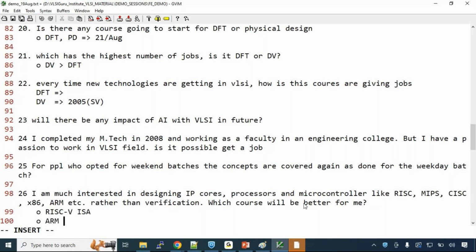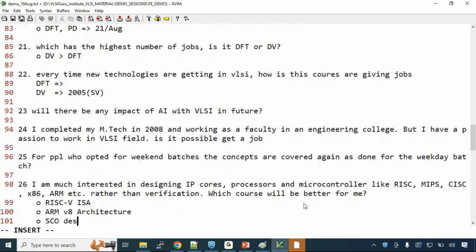We have a course on ARM V8 architecture. We have a course on SOC design flow. There is a dedicated course on SOC design. Okay, you can do one of these courses. It will be helpful for you.